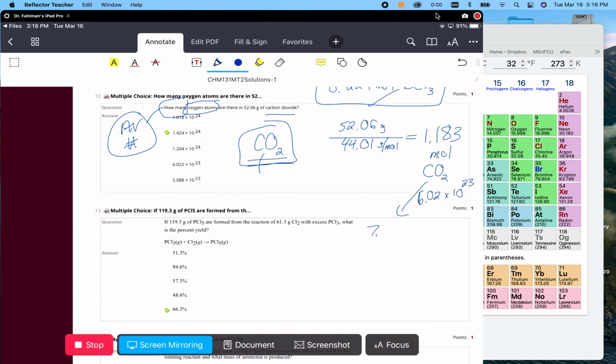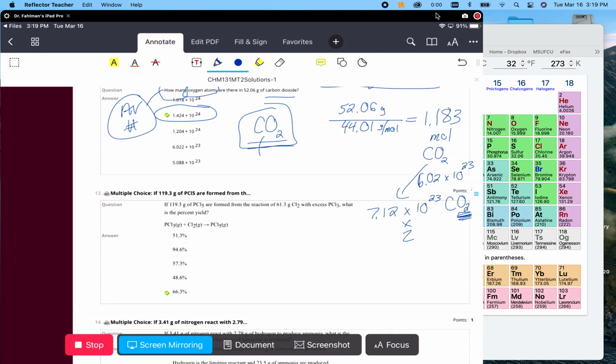So that is 7.12 times 10 to the 23rd. Okay, this is how many CO2 molecules you have. But there are 2 oxygen atoms for every molecule, so you have to multiply it by 2. And that's where we get the 1.424 times 10 to the 24th.